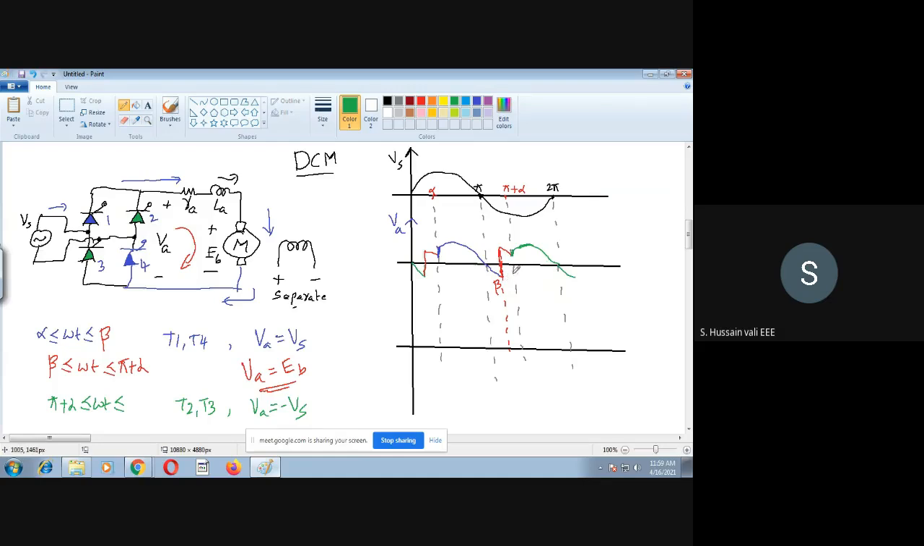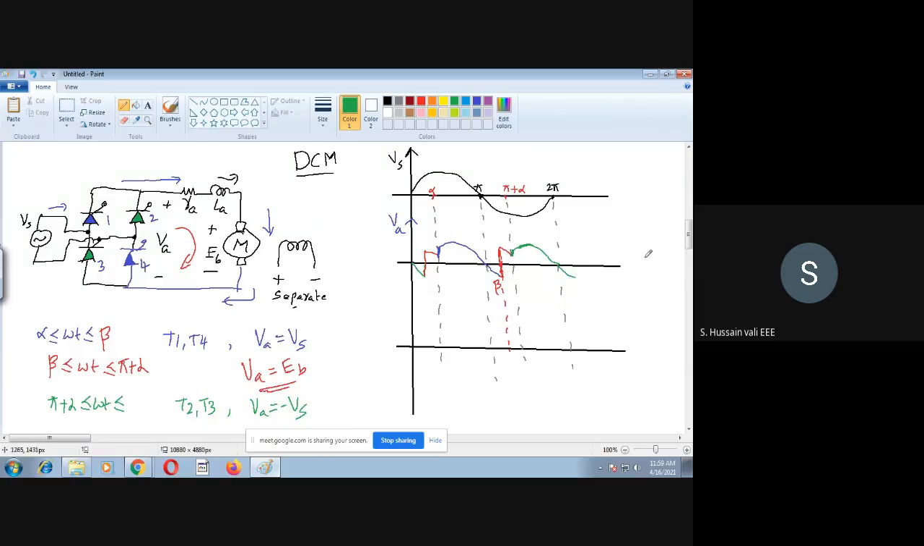You see this remaining repeated. So that is alpha to pi plus beta. Alpha to beta is one duration, then beta to pi plus alpha is another duration. Okay. So only two durations are there in this. And in this duration, we will find out everything.